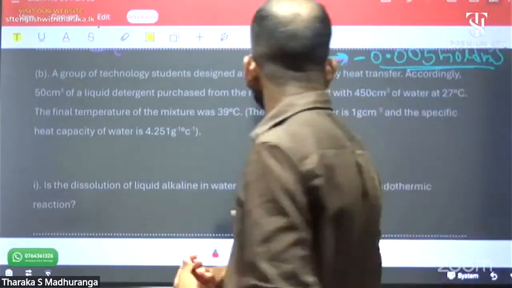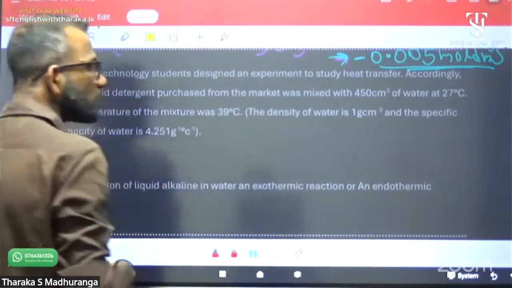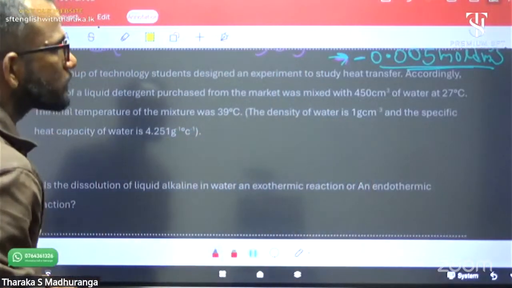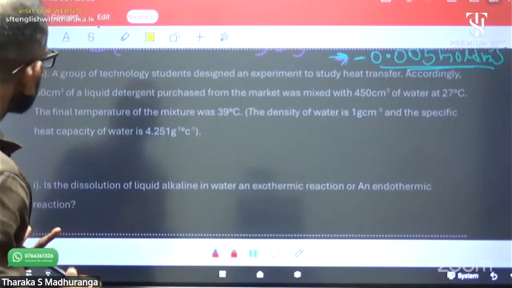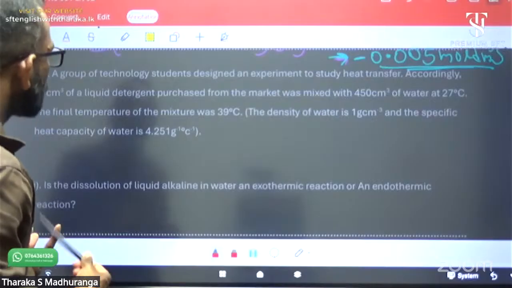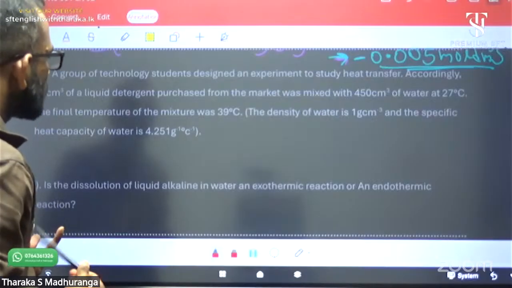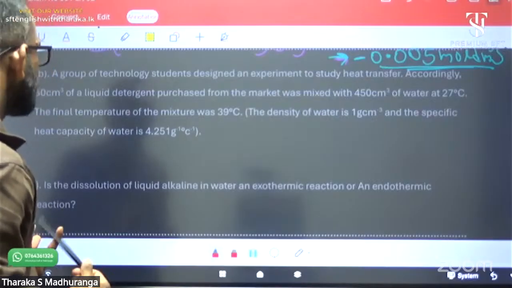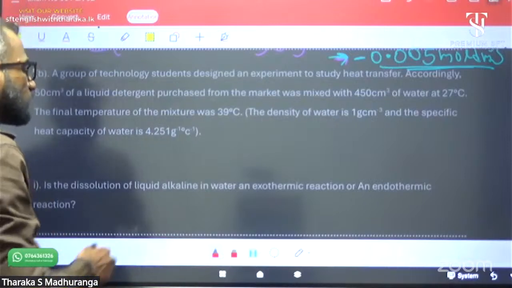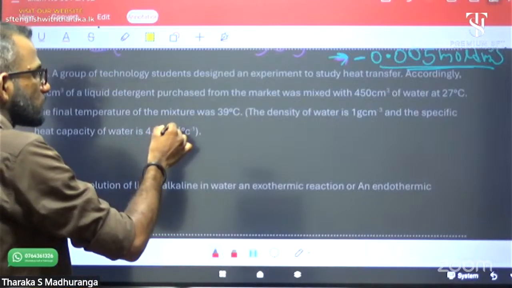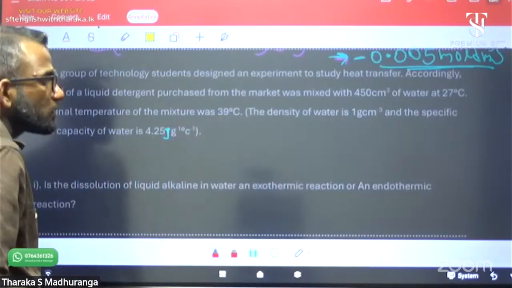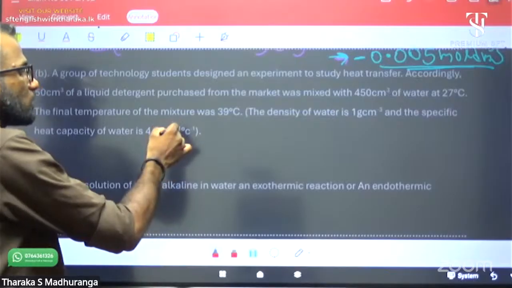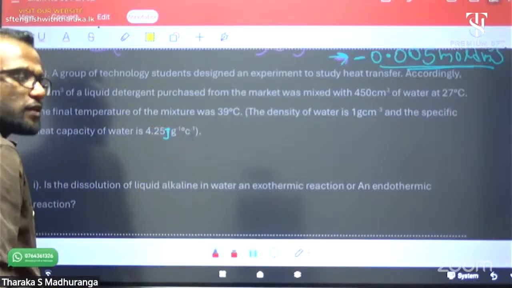The density of water is 1 g cm minus 3, that means 1 gram per cubic centimeter, and the specific heat capacity of water is 4.25 grams per Celsius. It's a mistake. It should be joules. Joules per gram per Celsius, right?